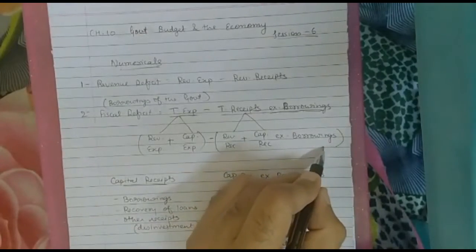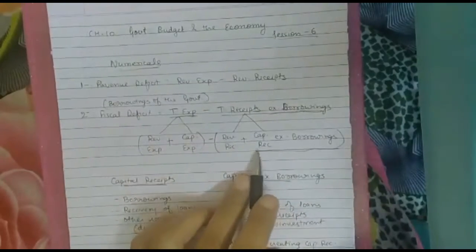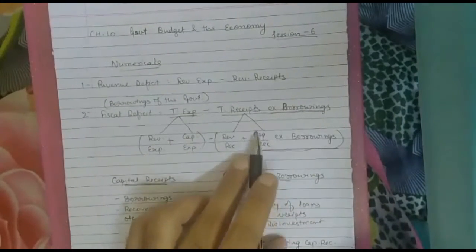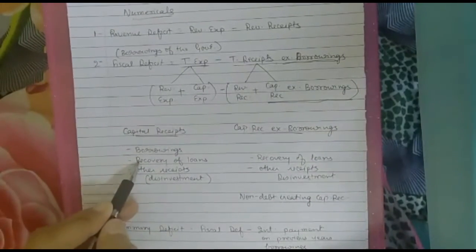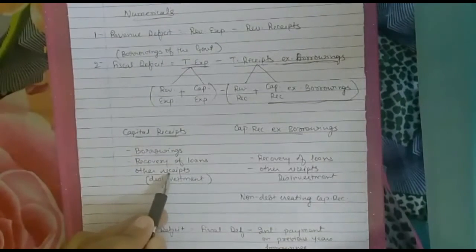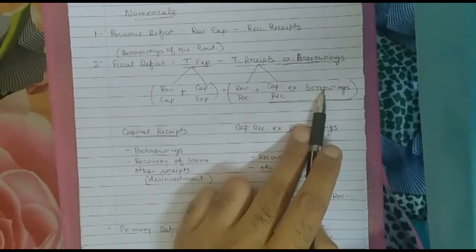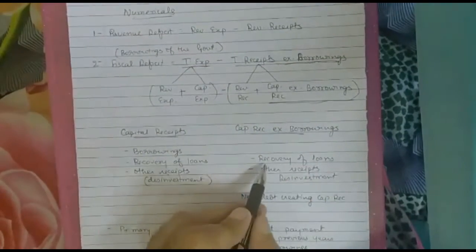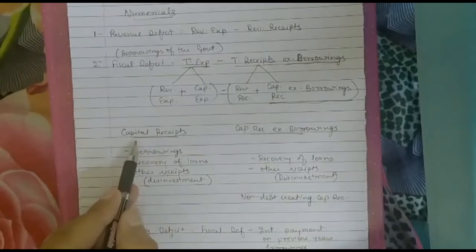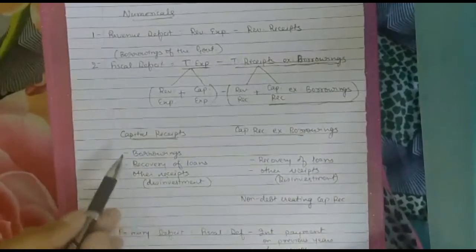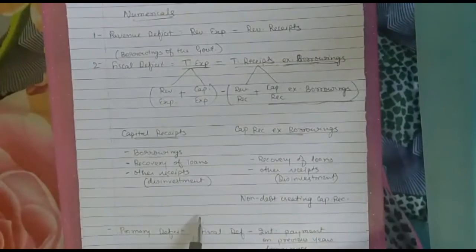Now let's understand this term in detail. Capital receipts excluding borrowings means what? As discussed in an earlier session, capital receipts include three things, that is borrowings, recovery of loans and other receipts. But when I talk about capital receipts excluding borrowings, I have to consider only two things, that is recovery of loans and other receipts. So if someone asks what are the things included in capital receipts, you need to consider three things: borrowings, recovery of loans and other receipts.